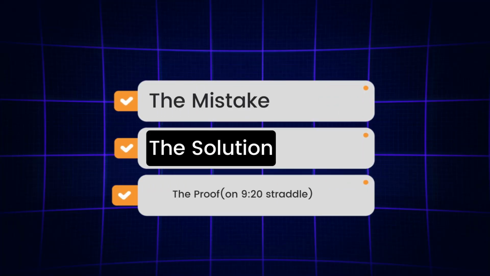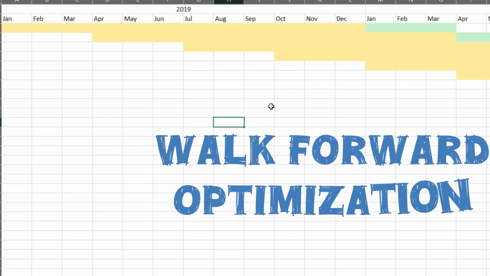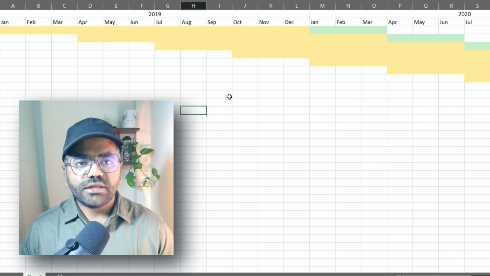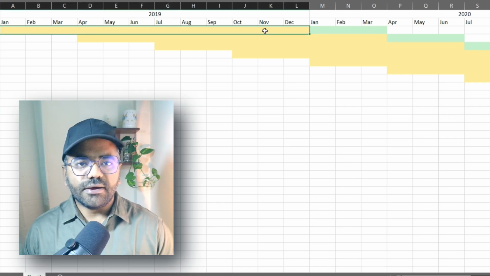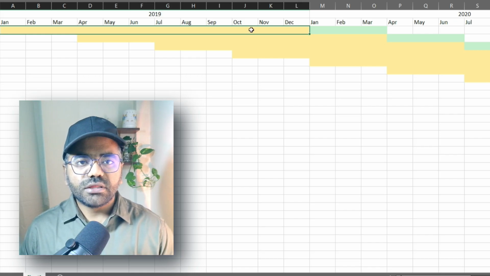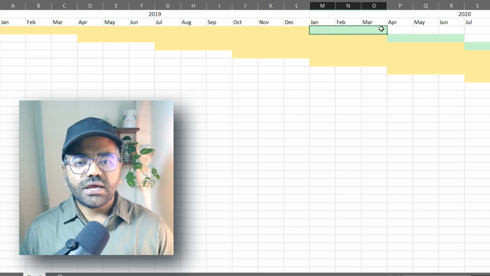Now let's look at the solution, walk-forward optimization. Instead of looking at the whole timeline at once, we break it into pieces. We treat the market like a rolling window. For example, we have the data from 2019. So we take 1 year of data, from January to December 2019. We find the best settings in this period and then we take those settings and test them on January to March of the next year, meaning the following 3 months.